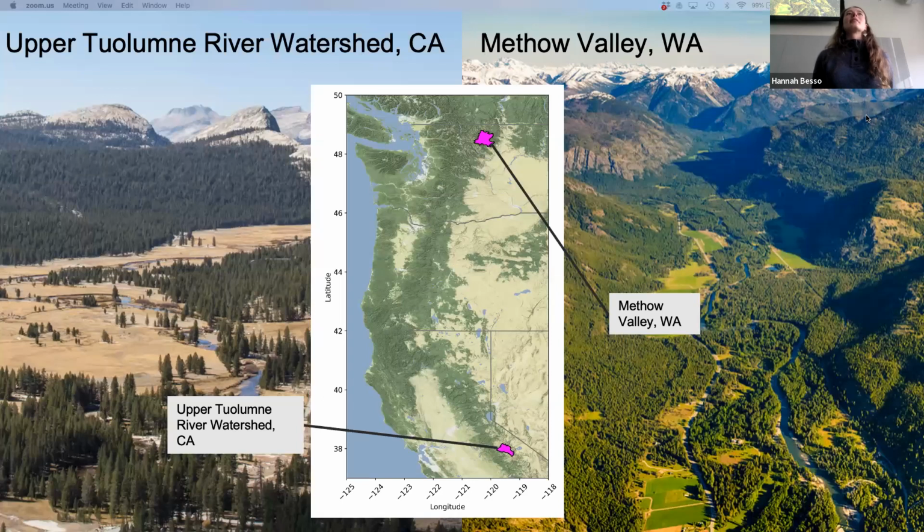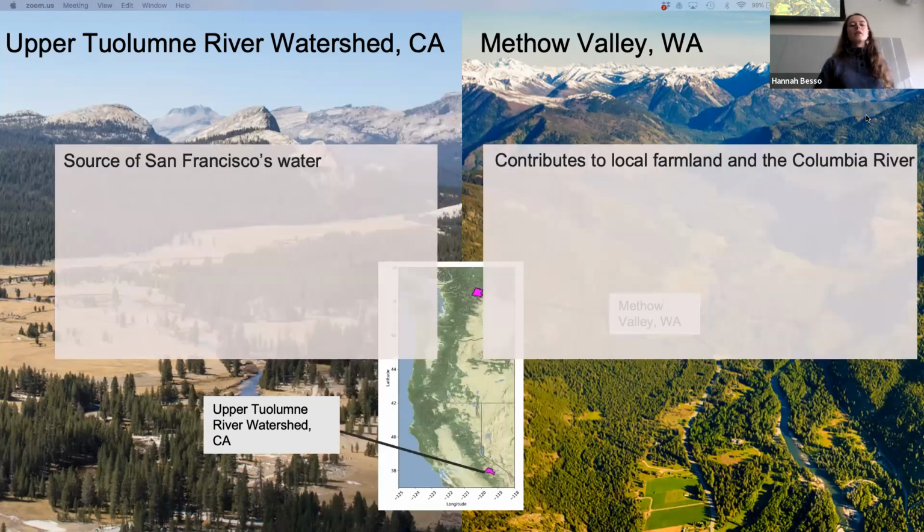Now we need somewhere to study this, so we are going to dive into some details about our two study sites: the Upper Tuolumne River watershed in California, which is located within Yosemite National Park in the Sierra Nevada, and the Methow Valley, which is on the eastern side of the Cascade Range in Washington. The Upper Tuolumne River watershed is the source of water for San Francisco, and the Methow River contributes to local farmland and to the Columbia River.